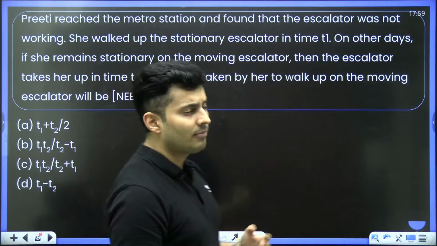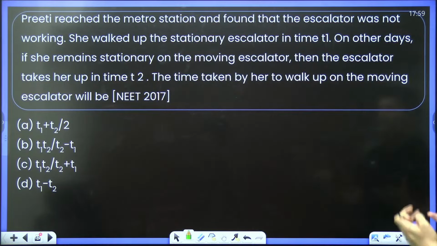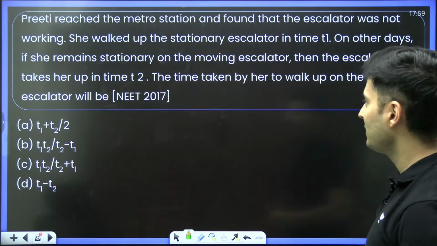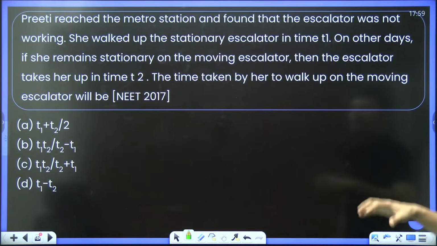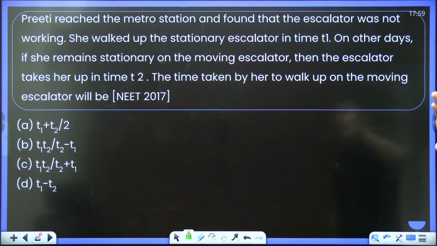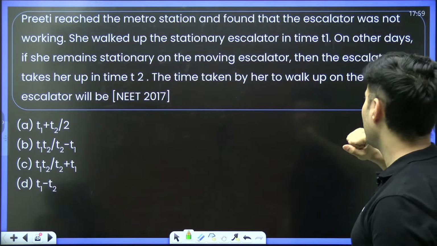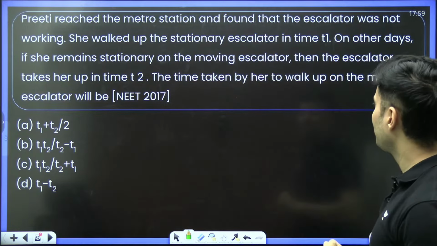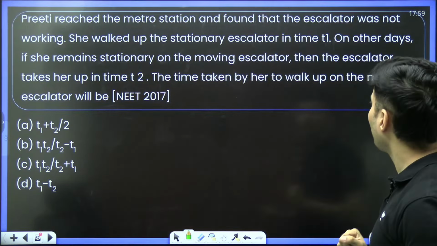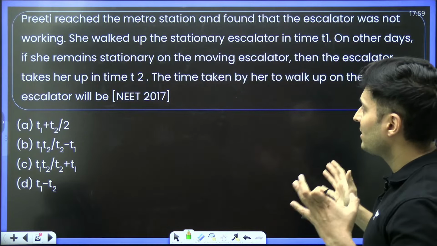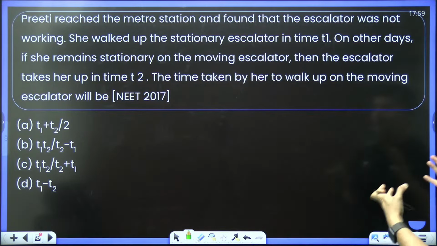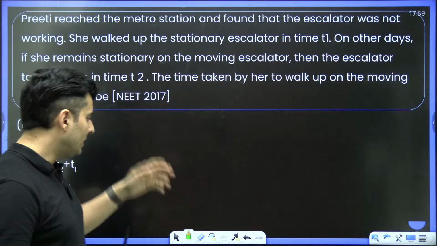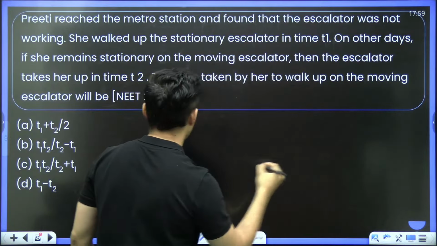Preeti is reaching the metro station. Very good question this is, and in recent years there have been similar kinds of patterns in the question paper. She found that the escalator was not working. She walks up the escalator in time t1. Another day she just moves up the escalator, remaining stationary. Then if it takes time t2, what will be the time taken if she starts walking on the moving escalator? So understand, there are three scenarios.